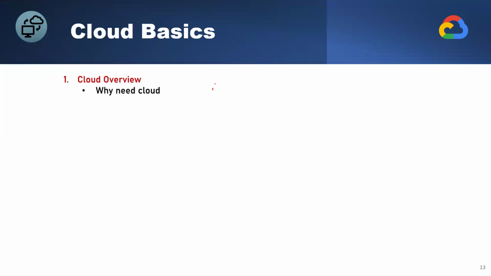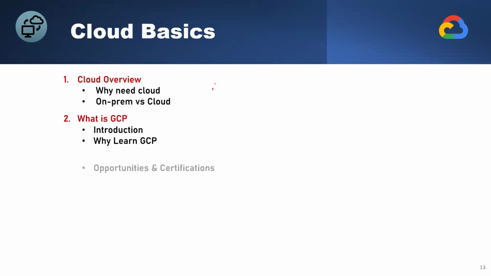In the cloud overview, we are going to start with why we need a cloud platform, and what is the difference between the on-premises or traditional working model and the cloud computing model. From tomorrow onwards, we will start with why we need the cloud platform and the difference between the traditional working model and the cloud computing model. After that, I will give you a quick overview again on the GCP introduction, why we learn, opportunities and certifications.